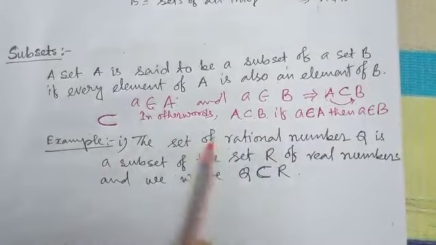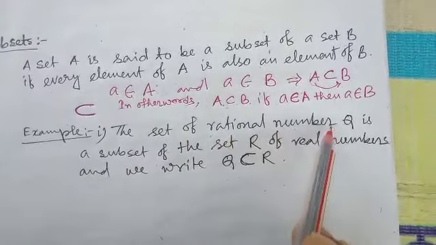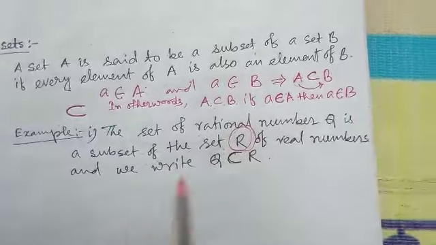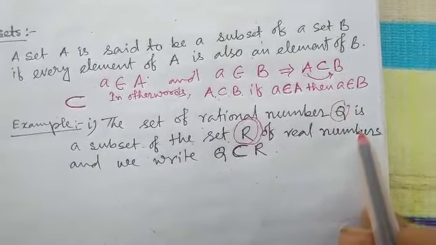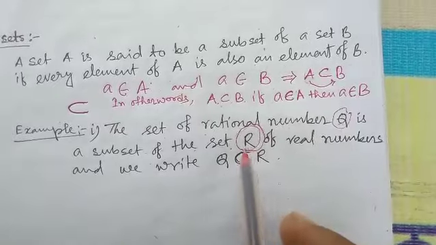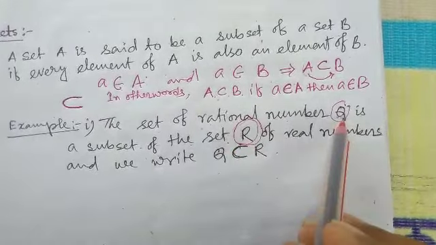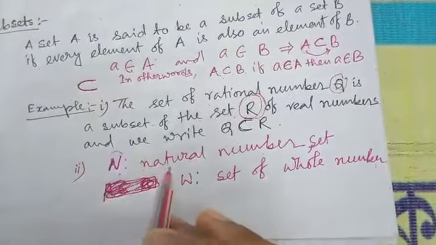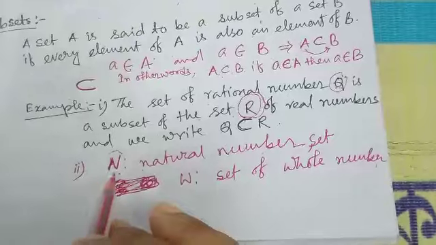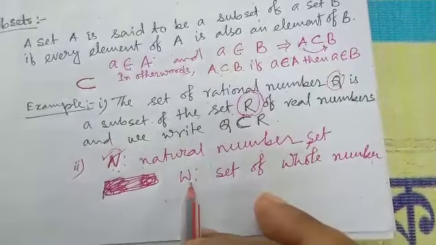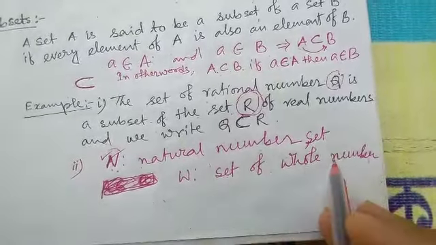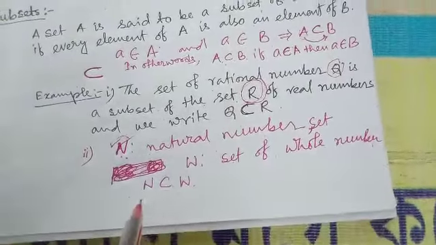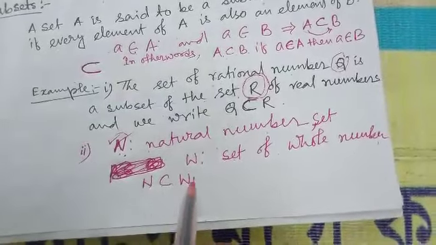Next we move to examples. The set of rational numbers Q is a subset of the set of real numbers R. Q is the set of rational numbers and R is the set of real numbers. All rational numbers belong to the real numbers, so that is why the rational number set is a subset of the real numbers. Next example: N is the set of natural numbers, and another set W, consider this the set of whole numbers. So N is a subset of W.